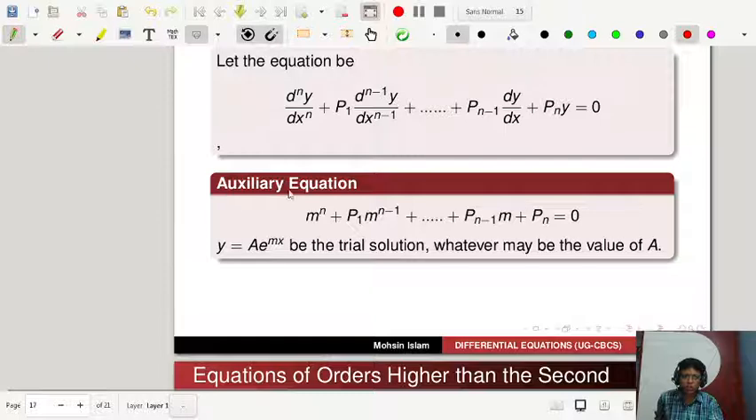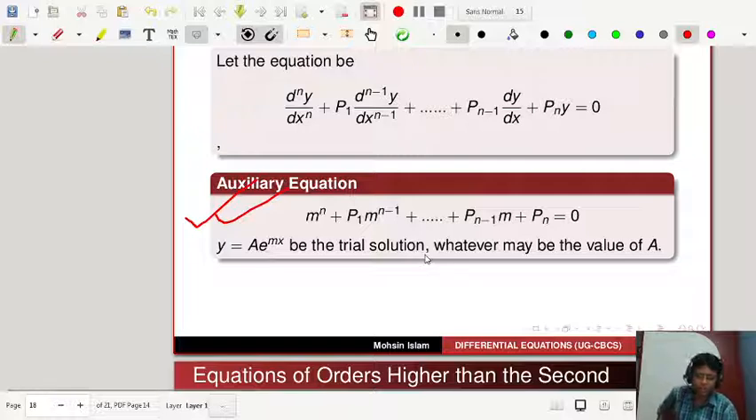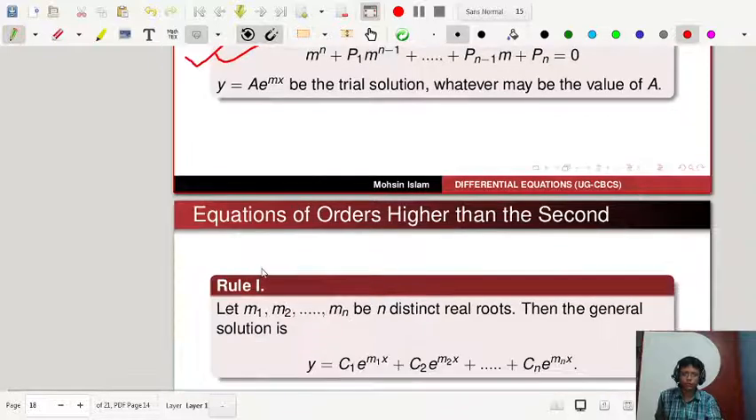If y equal to e to the power mx is the trial solution, then your auxiliary equation will be m to the power n plus p1 m to the power n minus 1 plus ... plus pn minus 1 m plus pn equal to 0. So this is the auxiliary nth degree algebraic equation. It must have n roots.